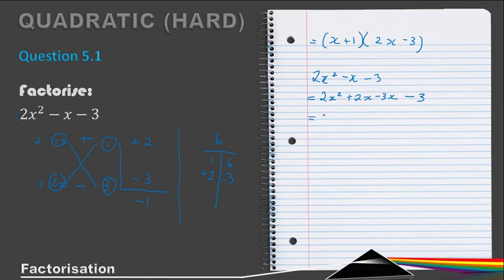So here I can factorize out a 2x, and what's left here is just x plus 1. Over here I can take out a negative 3, so what's left is x plus 1. Then I can take out this x plus 1, so x plus 1 comes out, and we're left with 2x minus 3, and we have the same answer once again.